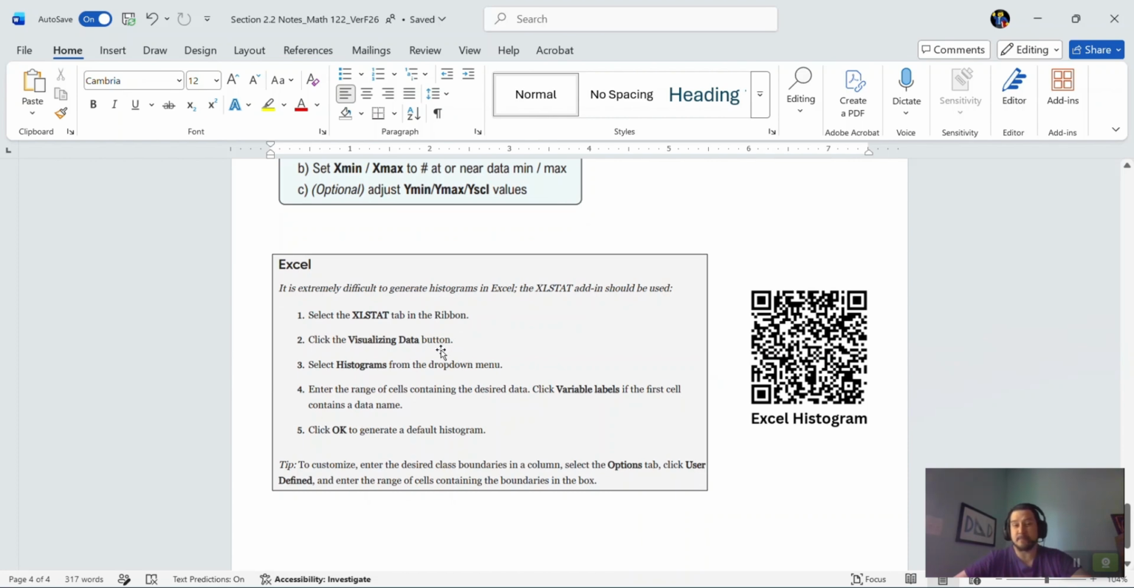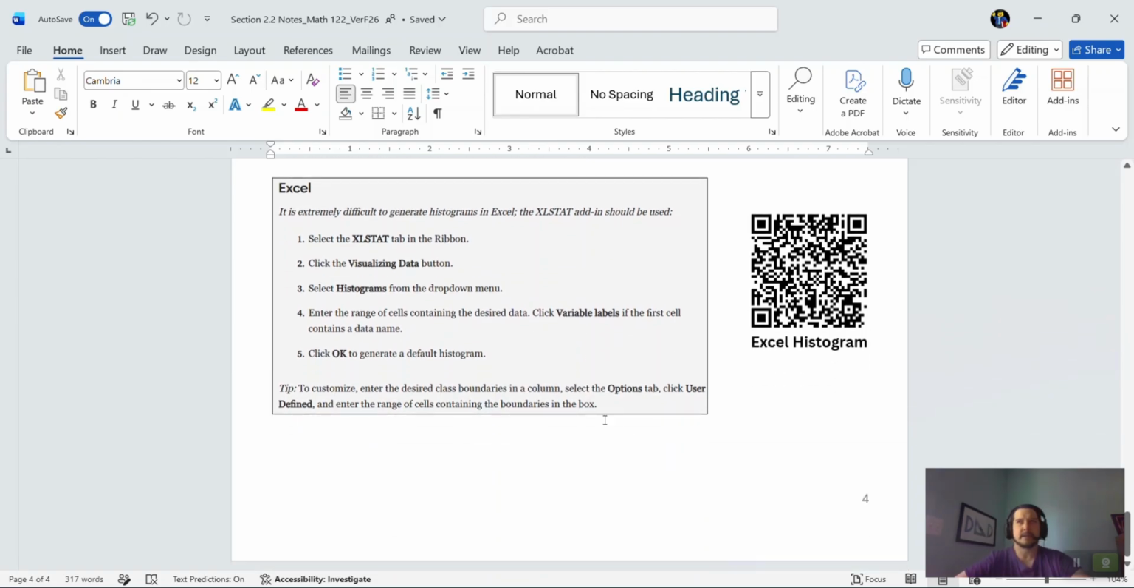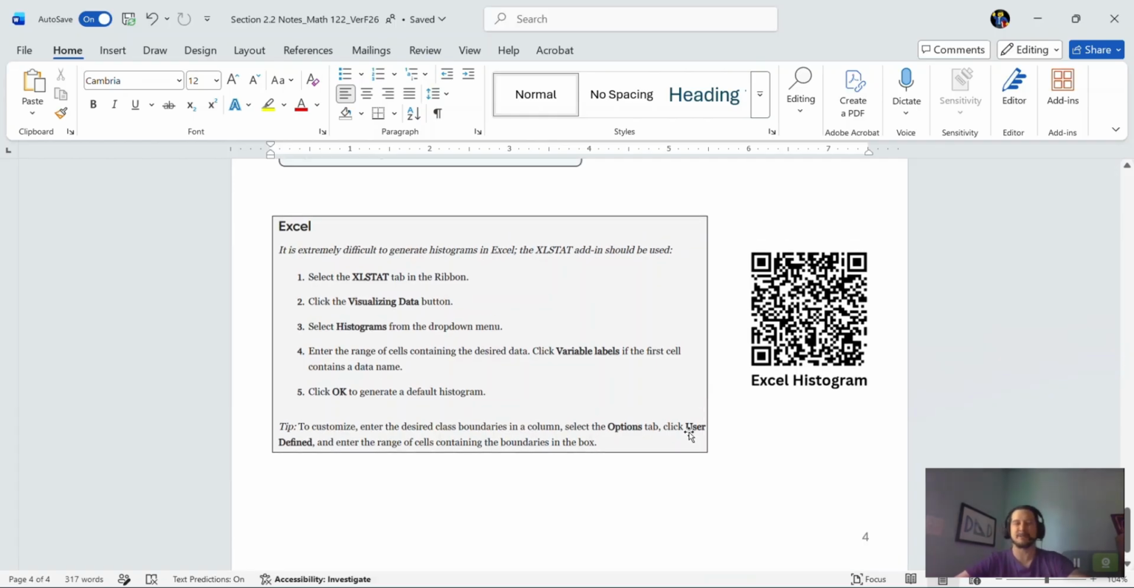If there's time, I could pull up Microsoft Excel, or even, what is it? Not Google Sheets. Yeah, Google Sheets. I don't know why I'm having brain farts today. But yeah, I could pull up Google Sheets and show them how to generate a histogram in there.